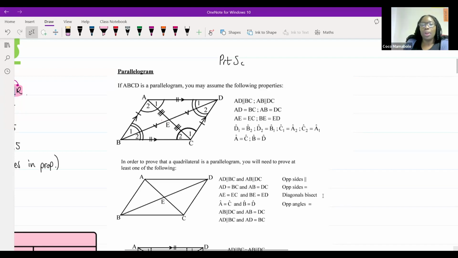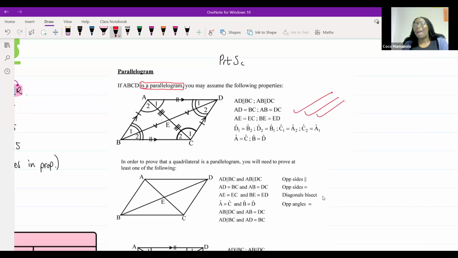Okay, so here's what we need to note, grade 10s. If a question already tells us that something is a parallelogram, then we have a green light to use all of these things.